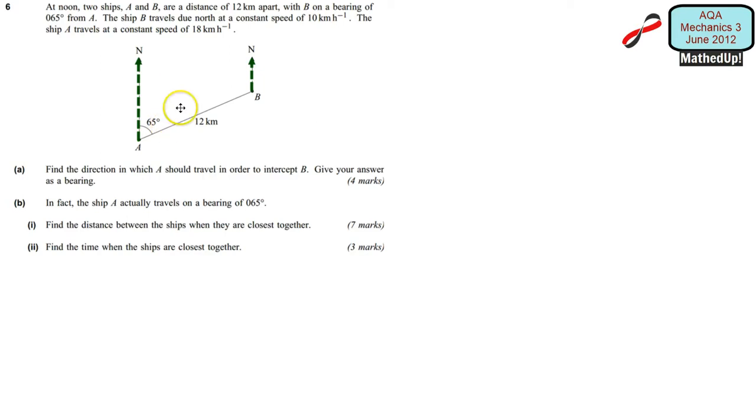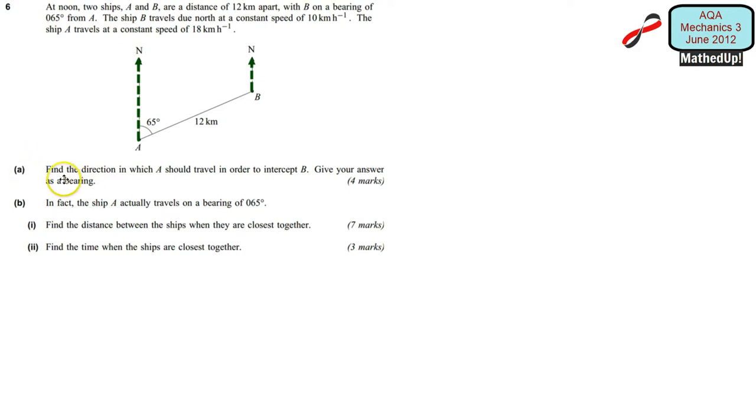Hi, this is question 6 from the June 2012 AQA Mechanics 3 paper. At noon, two ships A and B are a distance of 12 kilometers apart, with B on a bearing of 65 degrees from A. The ship B travels due north at a constant speed of 10 kilometers per hour. The ship A travels at a constant speed of 18 kilometers per hour, and we don't know the bearing at which ship A is travelling.